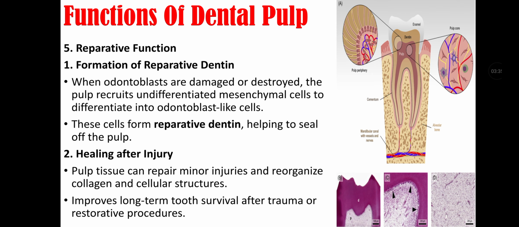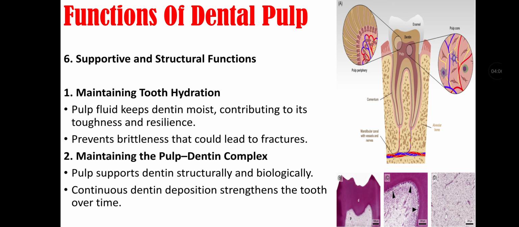Fifth function of dental pulp is reparative function, that includes formation of reparative dentine and healing after injury. First, formation of reparative dentine. When odontoblasts are damaged or destroyed, the pulp recruits undifferentiated mesenchymal cells to differentiate into odontoblast-like cells. These cells form reparative dentine that helps to seal off the pulp. Second, healing after injury. Pulp tissue can repair minor injuries and reorganize collagen and cellular structure. This improves long-term tooth survival after trauma or restorative procedures.